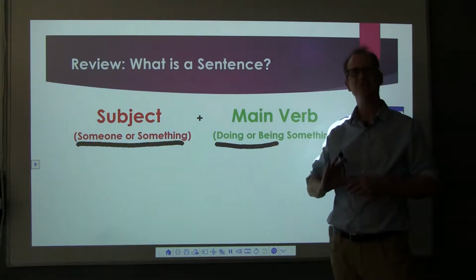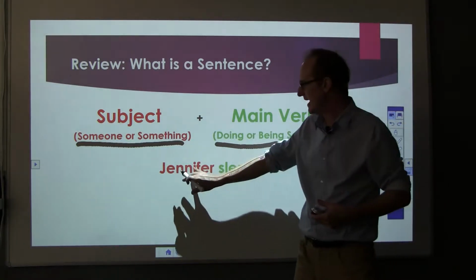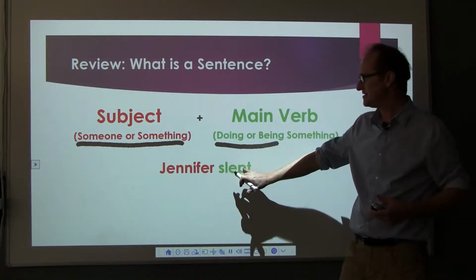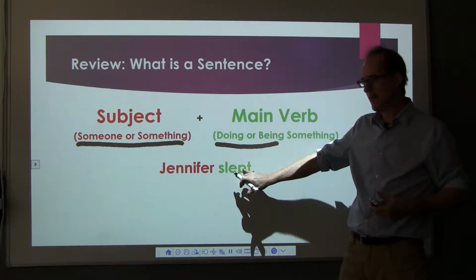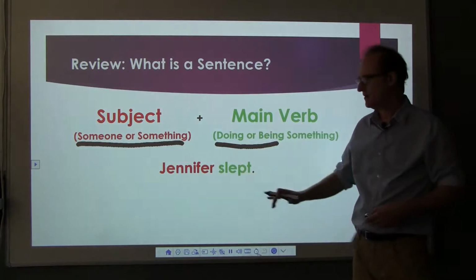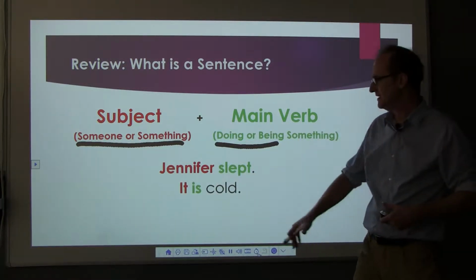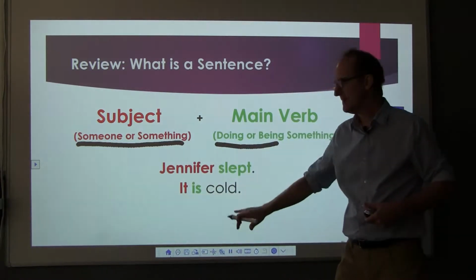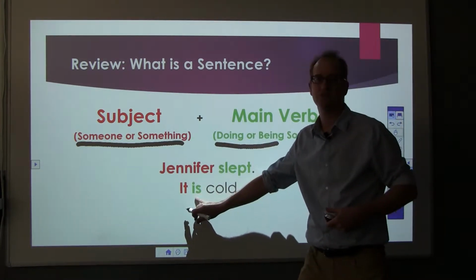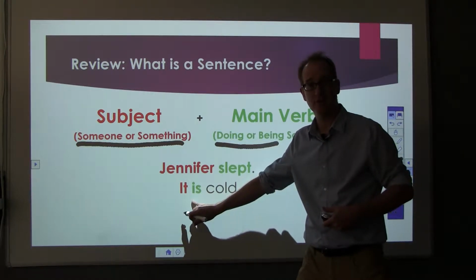So let's look at two very simple sentences. Jennifer slept. Here we have Jennifer, which is someone, doing something, which is slept. So we have subject and main verb. This next sentence is also a complete sentence. It is cold. It is something, in this case, being something, which is cold. And the word linking those two words is, and that is a linking verb. That's the main verb.